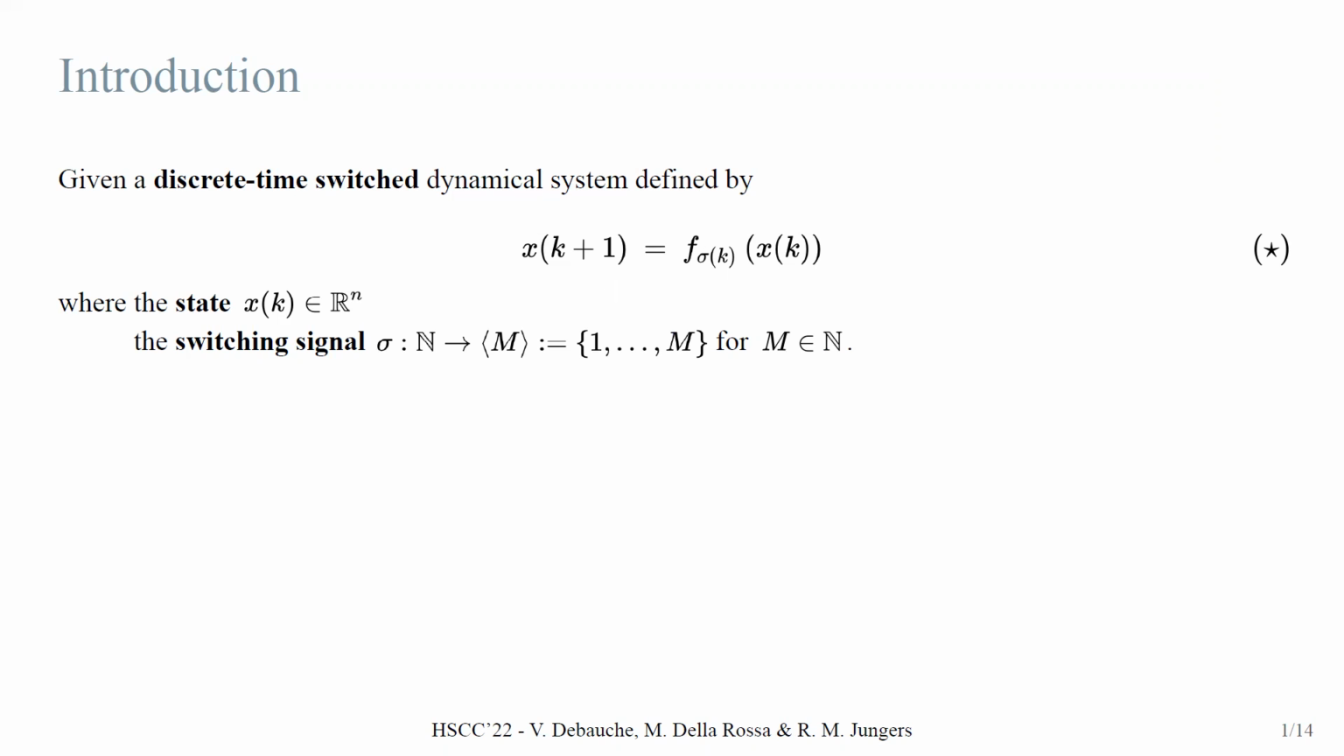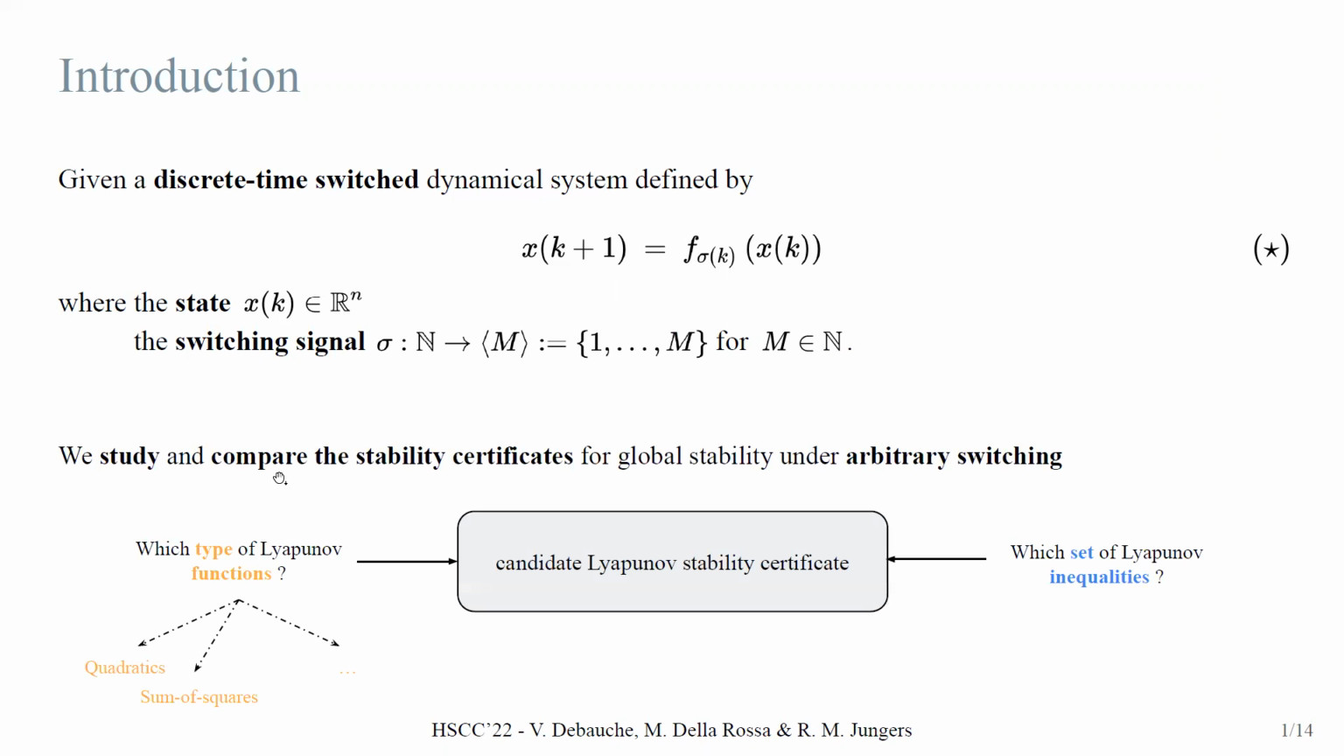remains a challenging question. Several methods could be used, including the Lyapunov theory, for which first you have to choose which type of Lyapunov function you are looking for. It could be a quadratic function or the more complex sum of squares, for instance. And you also have to decide which set of Lyapunov inequalities you want to use. Once you have set up these two parameters, you get a candidate Lyapunov stability certificate for your system.